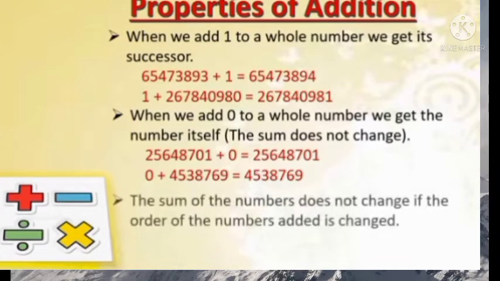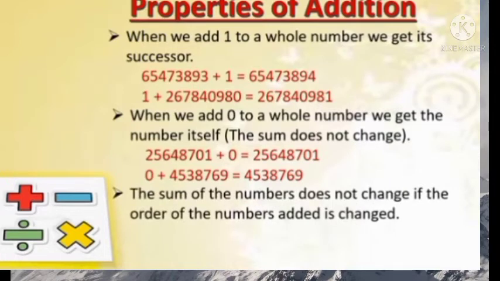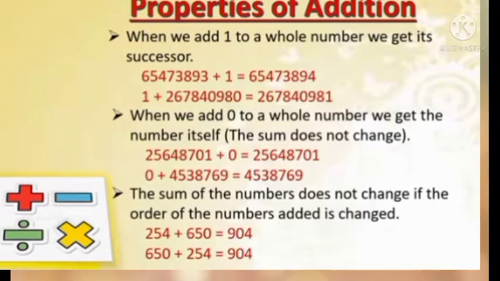The sum of the numbers does not change if the order of the numbers added is changed. For example, if we have to add 254 and 650, we can arrange them in any order. The result will remain same.